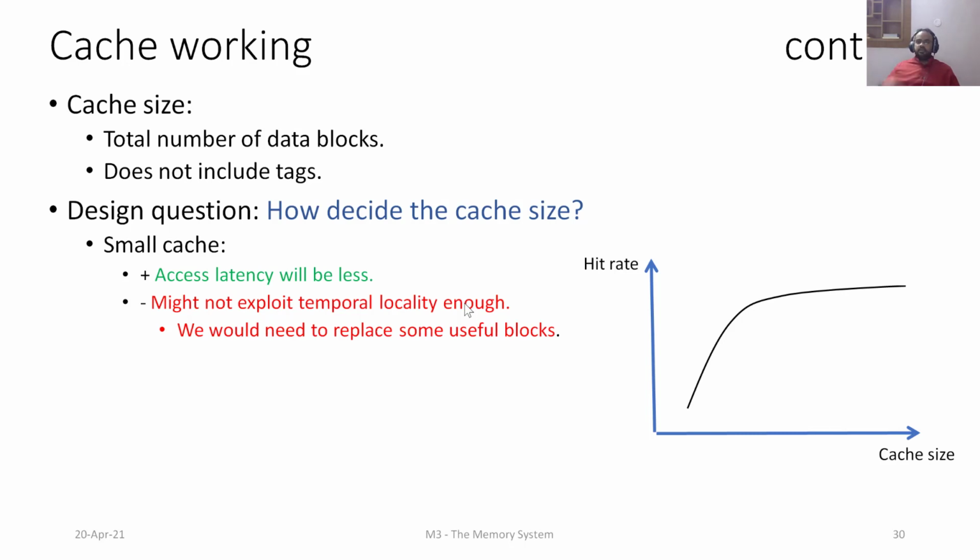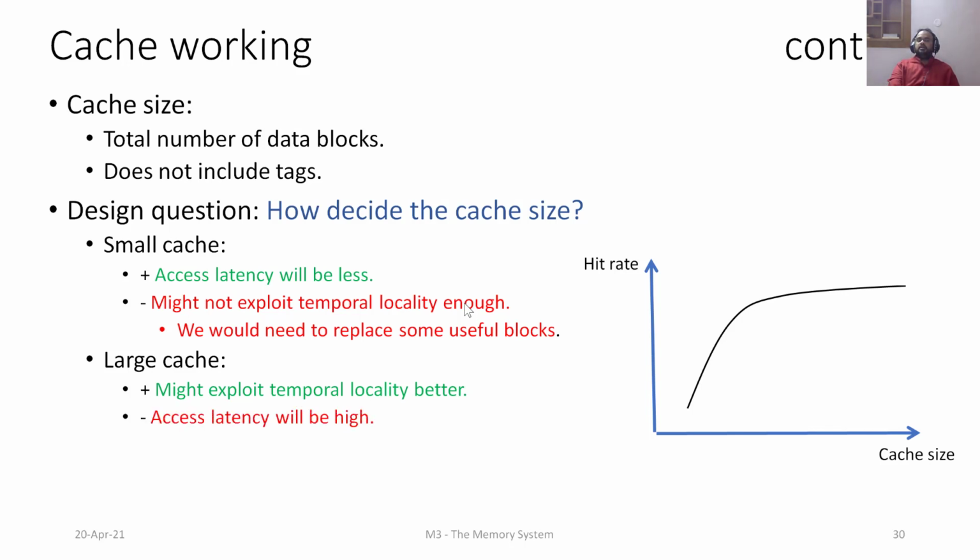Because the cache size is small, we might need to replace the blocks very frequently. That means that if the same block needs to be reused in a small cache, it might be present or might not be present. On the other hand, for a large cache, the temporal locality can be exploited in a much better way. And the side effect is, because the hardware is bigger, the access latency is higher. Again, if we look at the graph, after some point the hit rate tapers off.